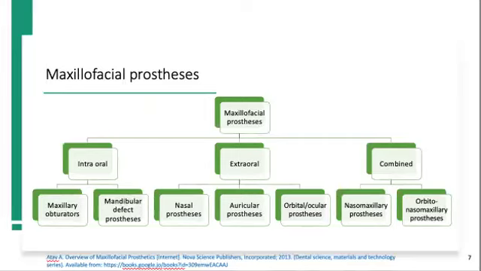These are the maxillofacial prosthesis classifications. They can be divided into intraoral prosthesis, extraoral, and combined prosthesis. The intraoral maxillofacial prosthesis can be maxillary obturators for the maxilla and mandibular defect prostheses. The extraoral can be nasal, auricular, and orbital prostheses. As for the combined, such as the nasomaxillary prosthesis and the orbitonasomaxillary prosthesis.